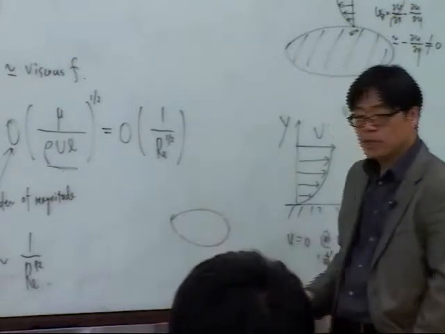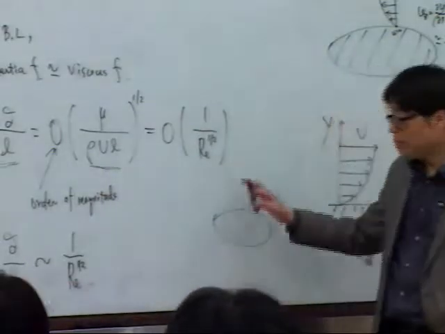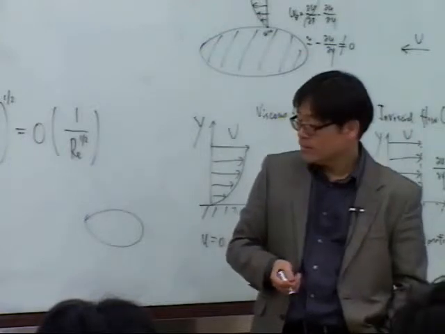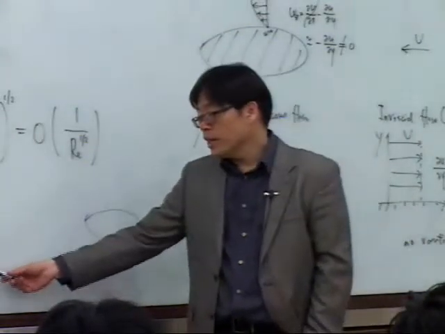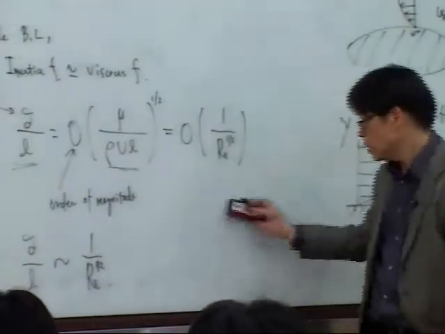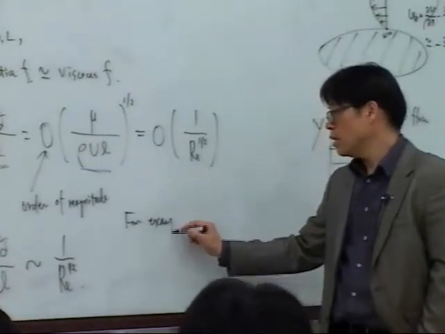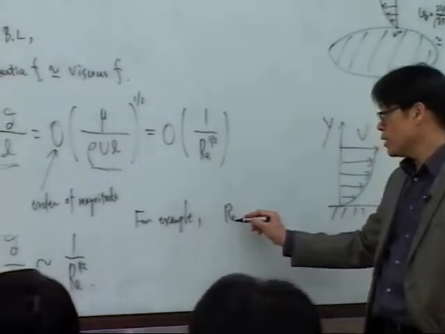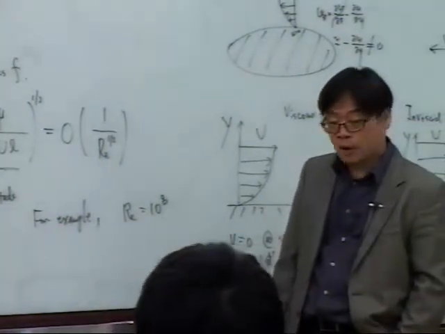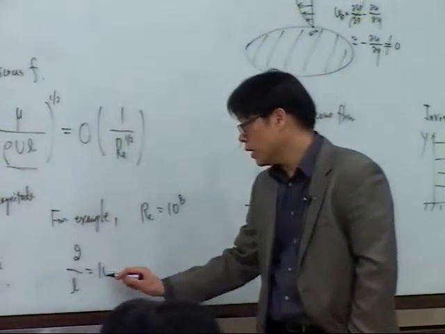So if your Reynolds number is very small, then this number is very large, then basically there is no boundary layer; actually, everywhere is a boundary layer. But if Reynolds number is large, then this number is very small. So for example, if Reynolds number is 10 to the 8th, which is a very reasonable number for our application, then delta over L is what? 10 to the minus 4.